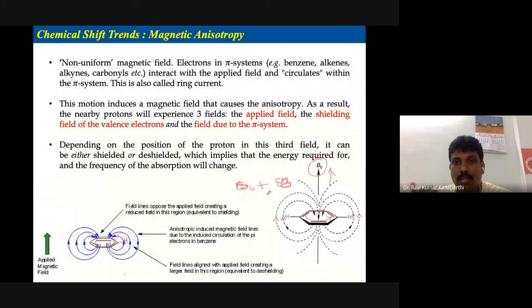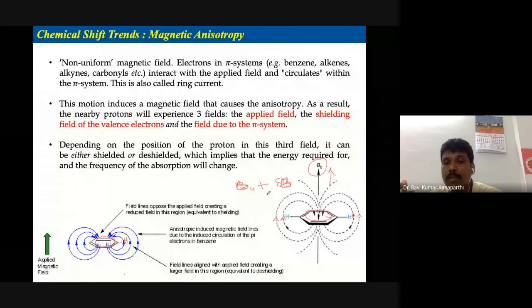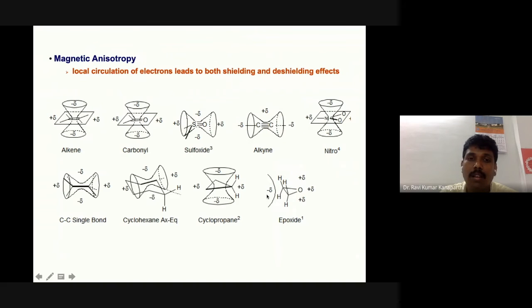In the case of ethylene also the same thing happens, but unlike benzene, ethylene has only one pi system. Therefore, you don't expect this very strong induced magnetic field, and its chemical shift values are seen in between. The magnetic anisotropy has been observed in several compounds, not just one. Alkenes also show it.